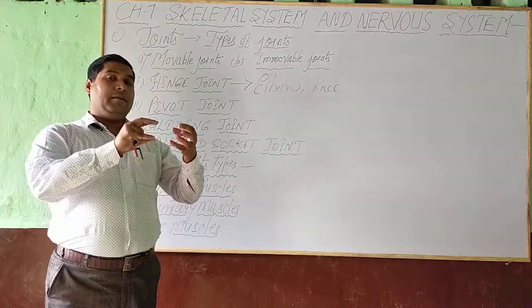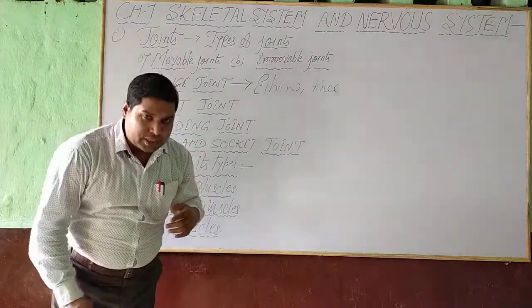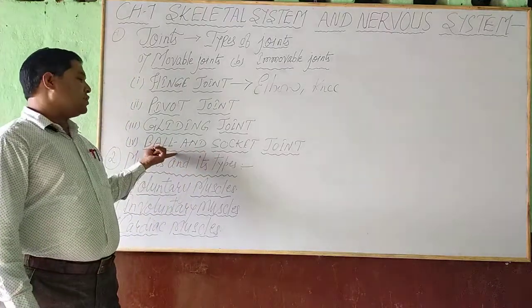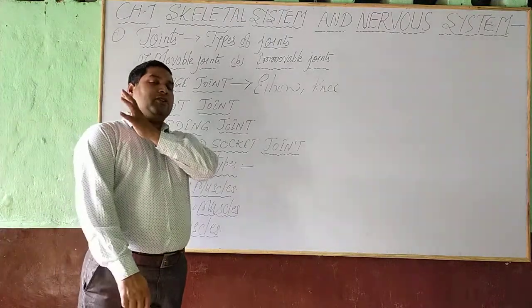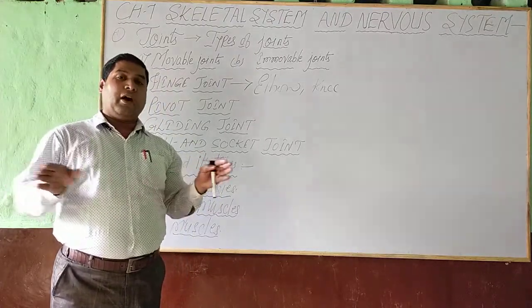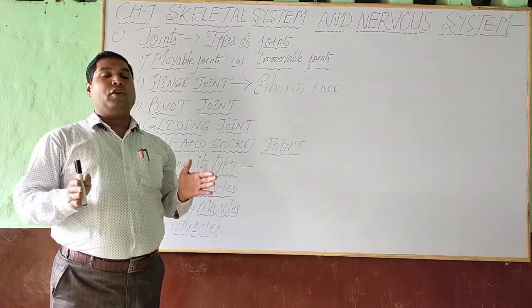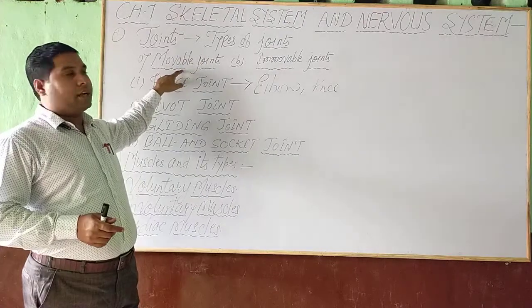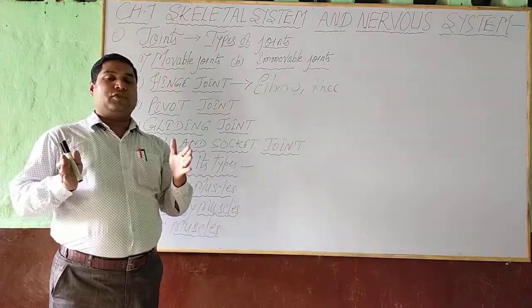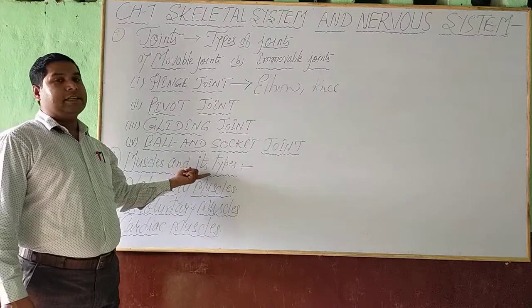Also between the vertebrae, gliding joint is present, which helps us to bend, twist and turn. And ball and socket joint, which is present in our shoulder and hip region, is used to allow us to move almost in all directions. So these are four types of movable joint, whereas immovable joint is present in our skull, and it is also known as fixed joint. Next is muscles and its types.